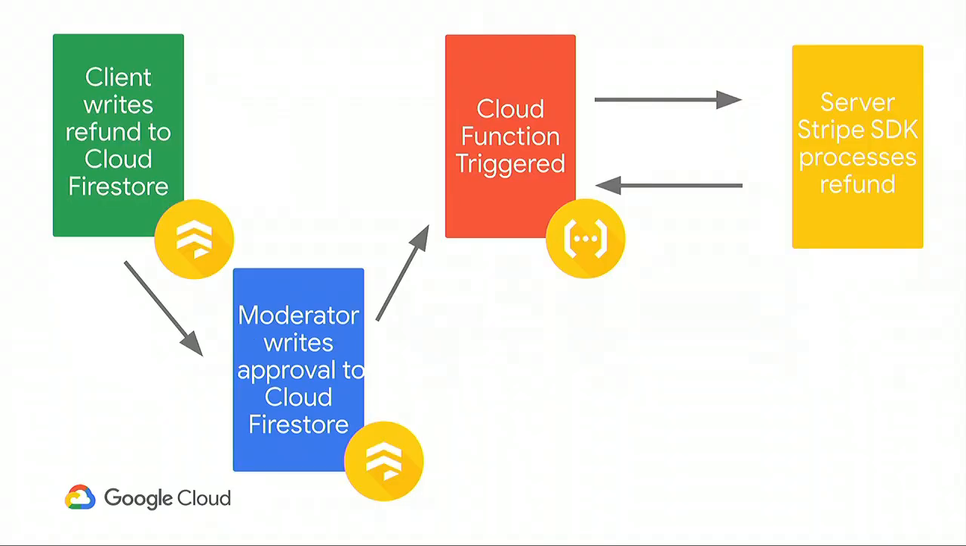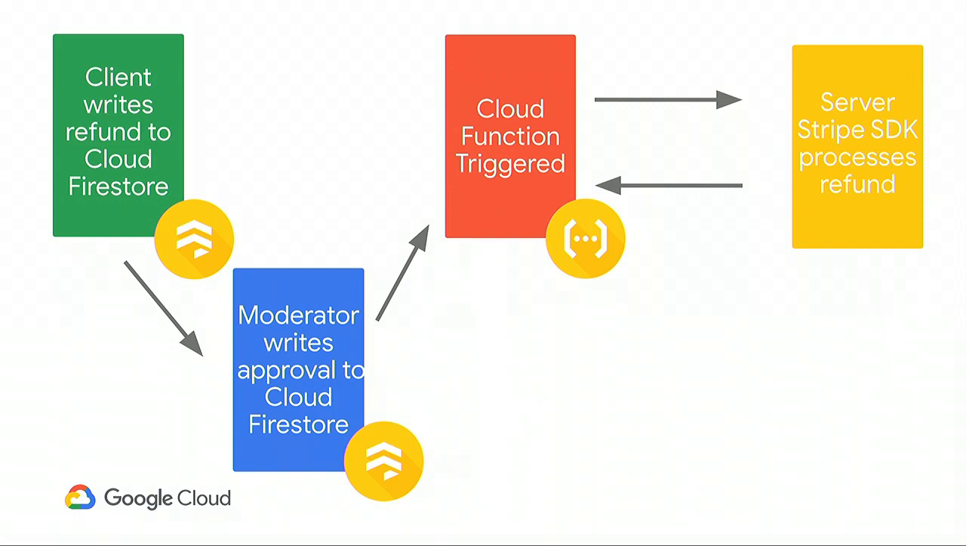So let's go back to our example of how the approvals in process for refunds get processed. So we write to Cloud Firestore to request the approval, and then a moderator will come in and approve it or not. Then that moderator coming in to approve will trigger a Cloud function, and then our Cloud function will talk to the Stripe SDK, and then we will write that data back to Cloud Firestore after that. So that's kind of the process.